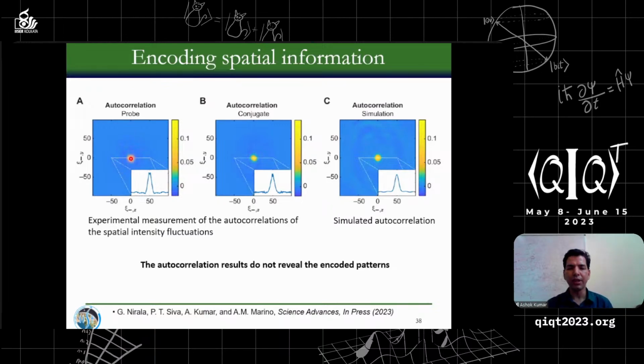So this was the autocorrelation of the probe conjugate, and this was the simulation. This is not revealing the information that we have encrypted. So that's how it can have application in secure quantum communication or secure quantum cryptography. Moreover, we did more control over that. Not only encryption, you can control the pattern that you have created actually.